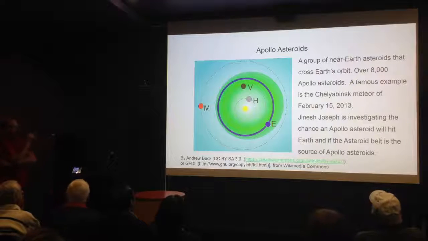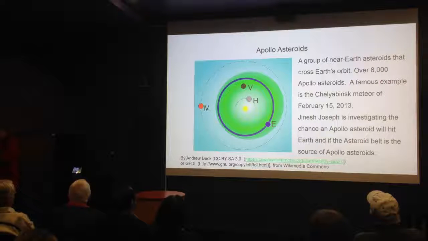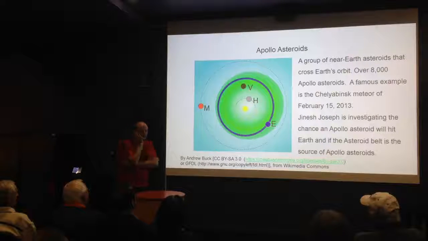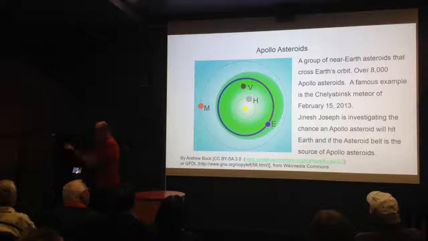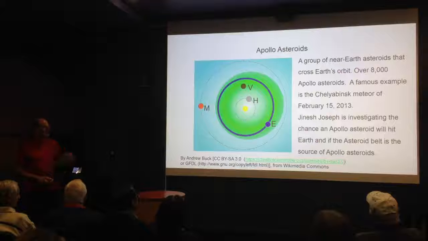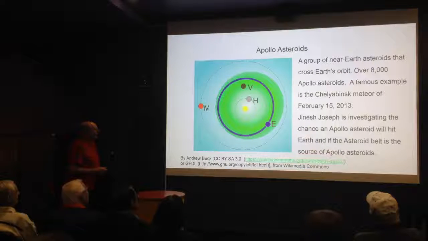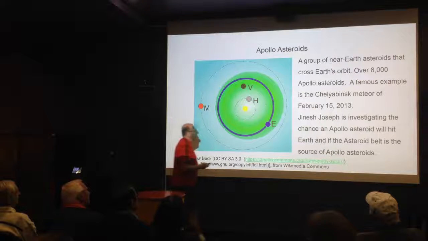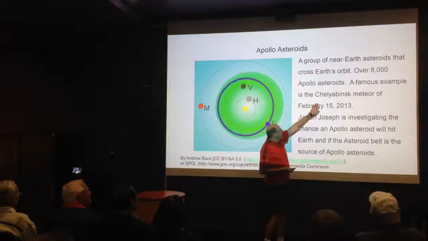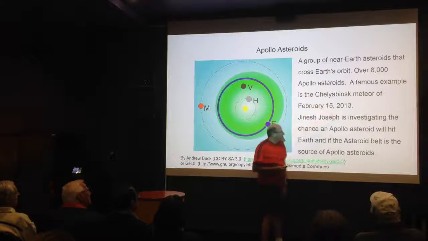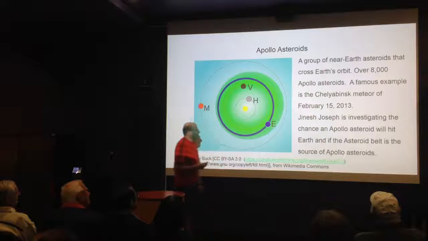Okay, now I'm just going to give you a brief view of work two of my PhD students are doing. This is work in progress. So the Apollo asteroids are a group of near-Earth asteroids, over 8,000 of them. They're Earth crossing. They spend most of the time outside the Earth's orbit, but at one point they do cross the Earth's orbit. So we have potential for collision. And the Chelyabinsk meteor on February 15, 2013 was an example of an Apollo asteroid.